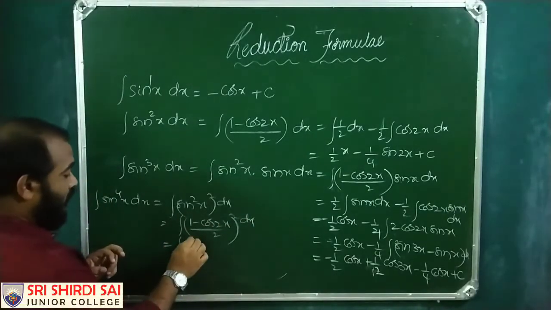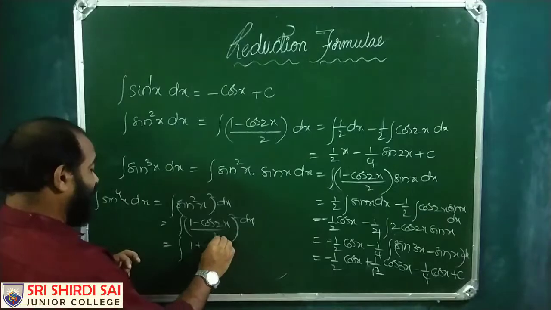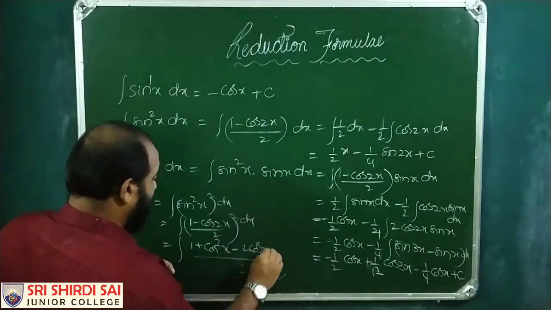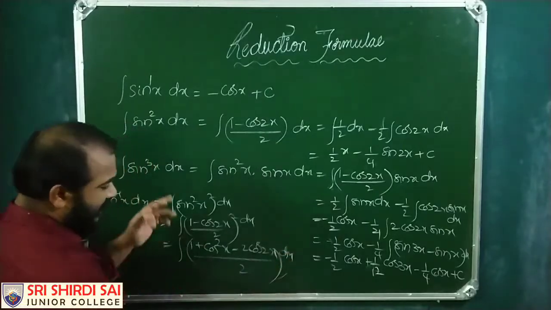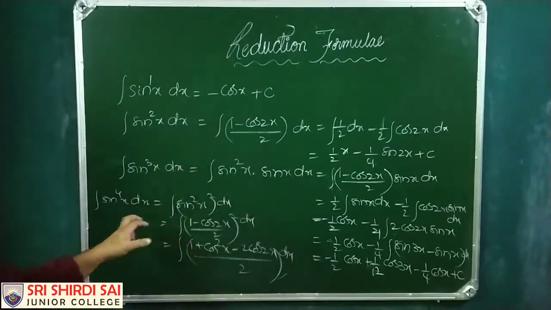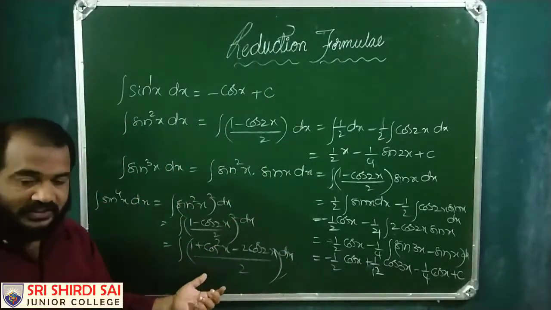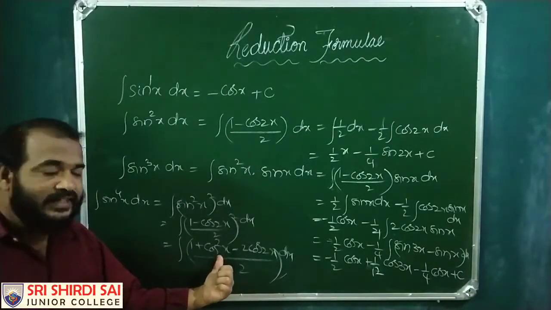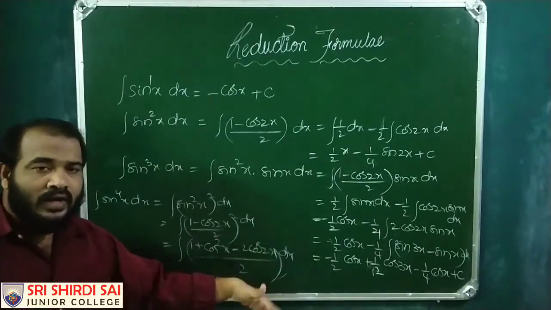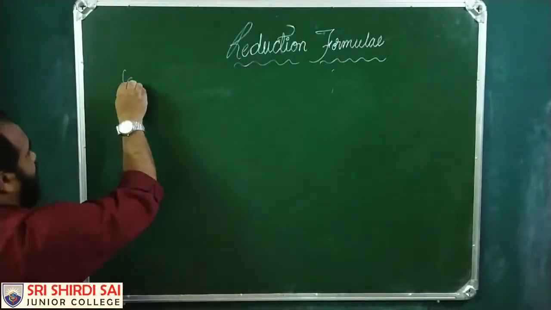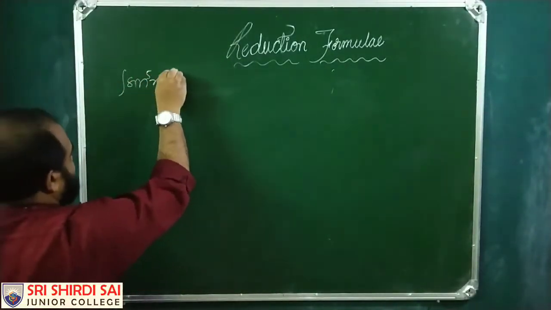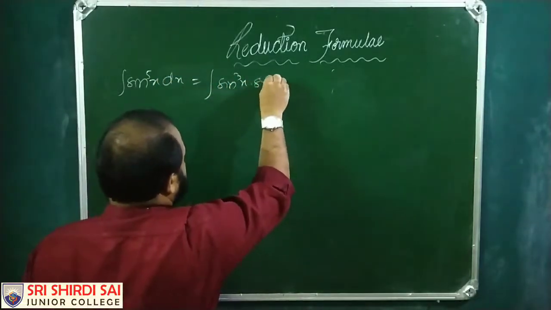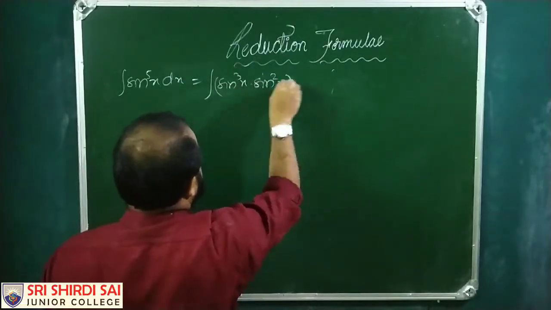So this is 1 plus cos square 2x minus 2 cos 2x by 2 dx, and the steps proceed. So 1 plus this cos square x can be replaced as 1 plus cos 2x by 2, and so on. Now, integral sine power 5x dx. So this is sine cube x into sine square x dx.